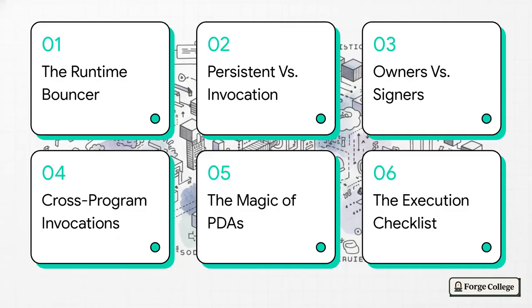Here is our game plan for today. We'll cover the runtime bouncer, persistent versus invocation data, owners versus signers, cross-program invocations, the magic of PDAs, and finally, a 6-step execution checklist. Let's jump in.